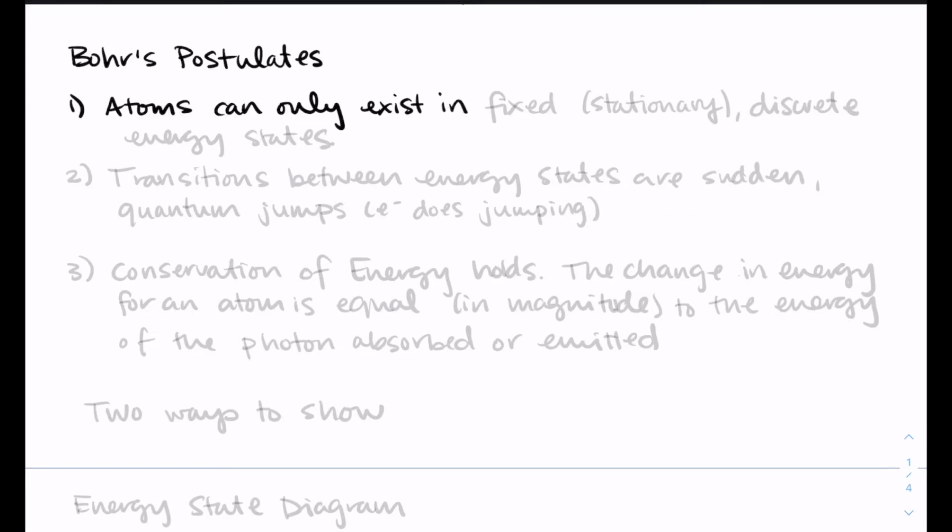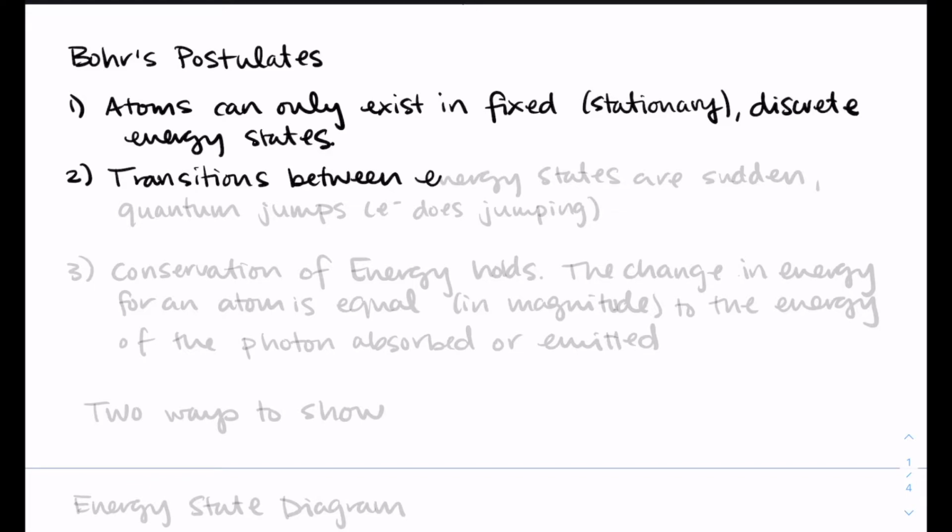The transitions between those energy states are sudden, and they are quantum jumps. So it is at one state, and then it jumps to the next state. There's no gradual transition. There's no in between. It can't land anywhere in between or anything along those lines. And I have in here in parentheses, the electron does the jumping.